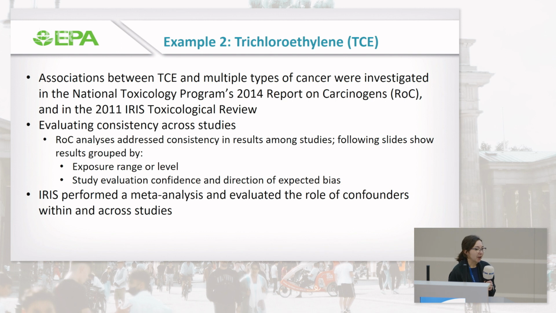The second example I'd like to talk about that's in the spirit of triangulation is looking at the association between trichloroethylene, or TCE, and cancer. So I said that these are examples from the IRIS program, but I'm also going to be showing some screenshots of figures from the National Toxicology Program's report on carcinogens, as well as the IRIS toxicological review, just because the ROC is newer and had a few more studies and has some really nice forest plots that I wanted to highlight here.